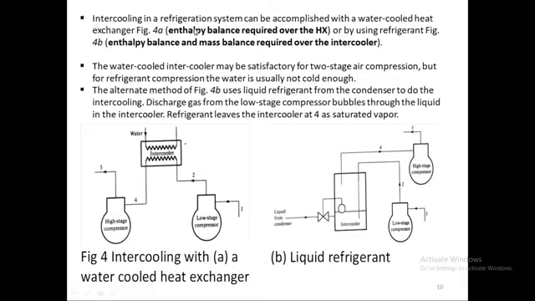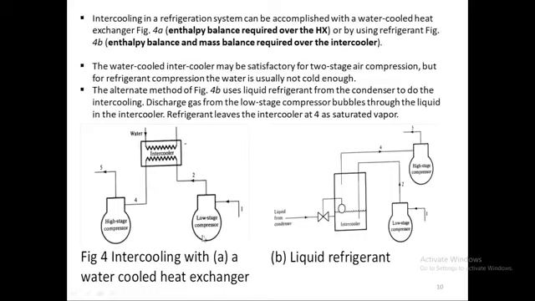Intercooling in a refrigeration system can be accomplished with a water-cooled heat exchanger, as in figure 4a, where we do an enthalpy balance over the heat exchanger, or by using a refrigerant, as in figure 4b, where an enthalpy balance and mass balance are required over the intercooler. Then we have to do an energy balance and mass balance over the intercooler.